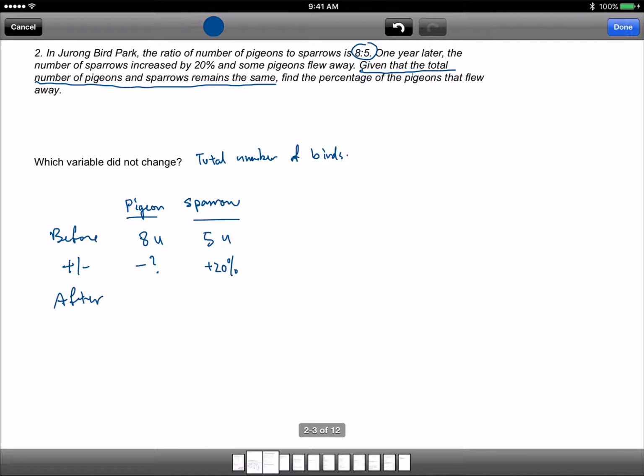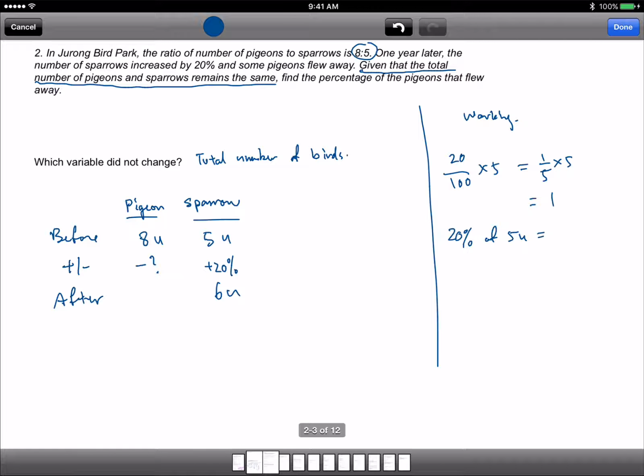Now, first we have to find what is 20% of 5. Working here. So what's 20% of 5? It's the same as 1 over 5 times 5. So that's like 1. Okay, so here has got to be 6 units, because 20% of 5u equals 1u, right? So this is actually plus 1u. This 20% here is the same as 1 unit, so I get 6 units over here.